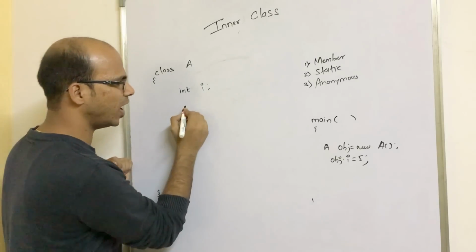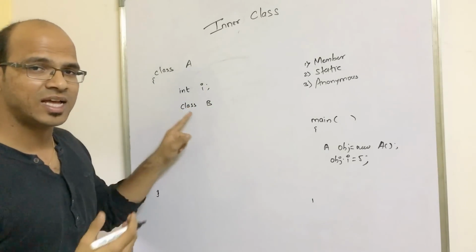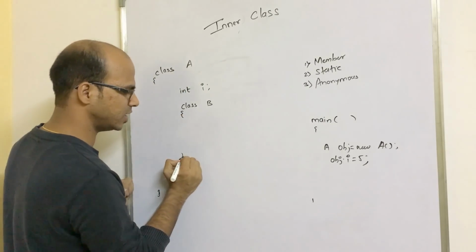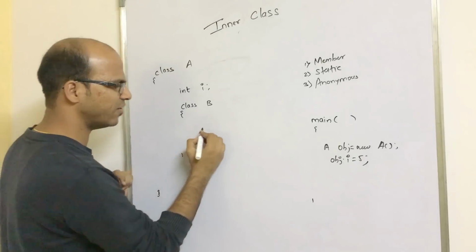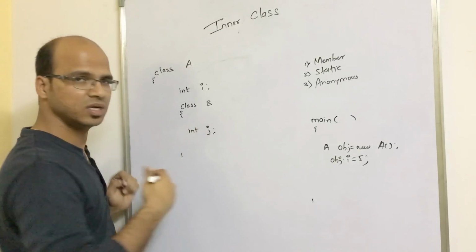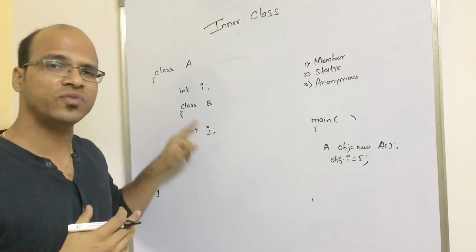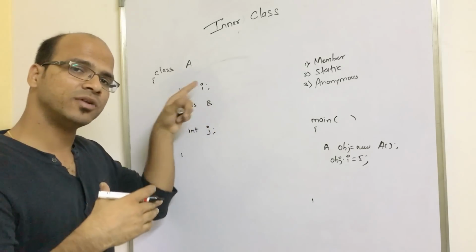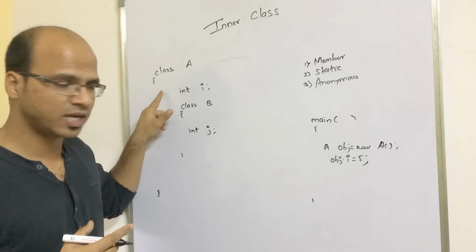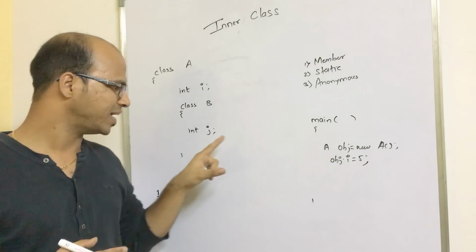But let's say instead of i, we want to use a class which is B. Now class B is the inner class of class A. So we have class B and class A, and in this class B, I have a variable which is int j. Now how to access this j? Because j is not part of A, it's part of B, and B is a part of A. I cannot access j directly with the help of the object of A. We have the object of A which is obj, but the problem is using obj you cannot access j.